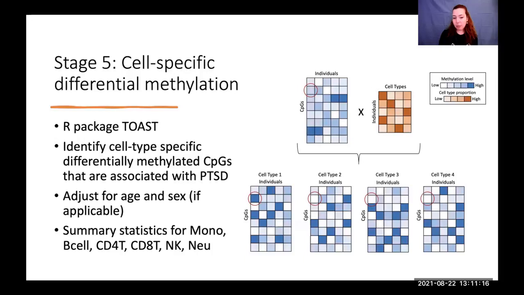And finally, for cell-specific differential methylation, we use the R package TOAST to identify cell-specific differentially methylated CpGs that associate with PTSD. The idea with that is each individual may have different cell type proportions, which may mask the associations. So in using this method, we will have CpGs that also associate with PTSD in each of the 6 cell types.